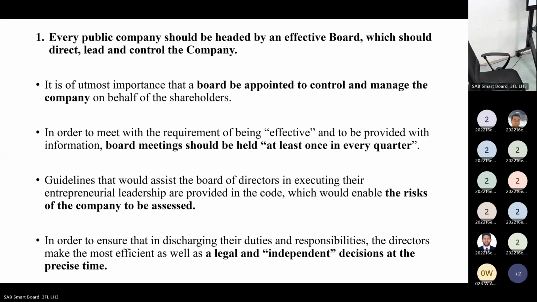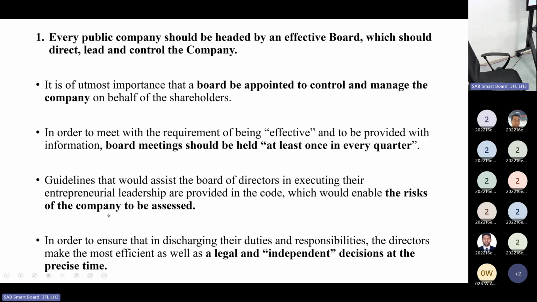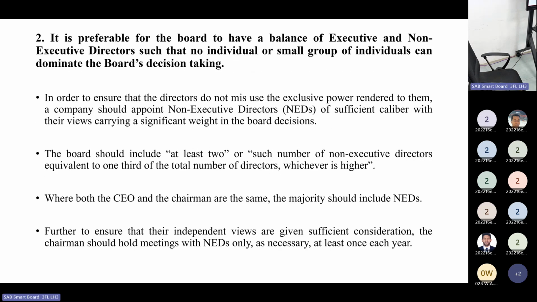and how about the entrepreneurial leadership? One of the board's roles is to give entrepreneurial leadership. Then they have to have legal independent decision making. Then they should appoint a company secretary, and directors should dedicate adequate time and effort for the matters. Training clauses are included. We have studied all that. Board we have studied. So now I'm showing how the Sri Lankan code has included those things. So I don't want to spend time on that.